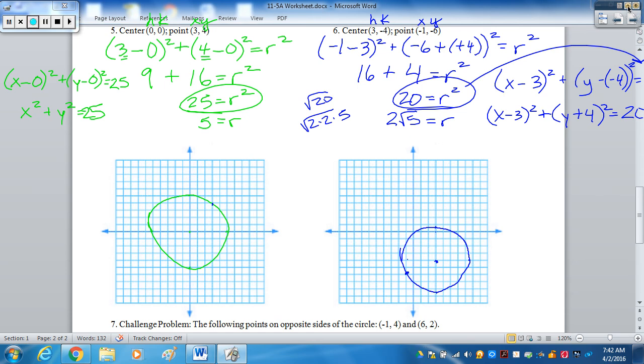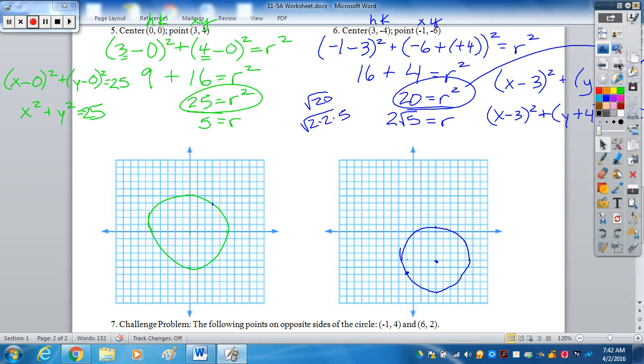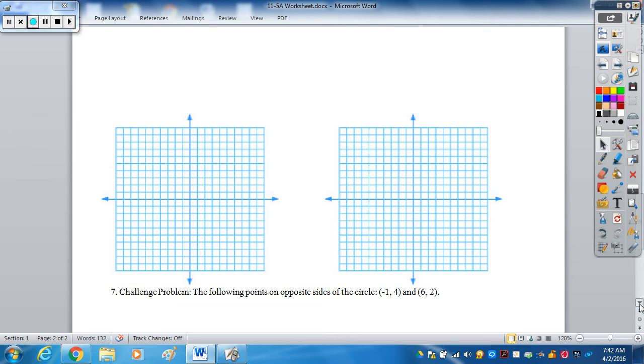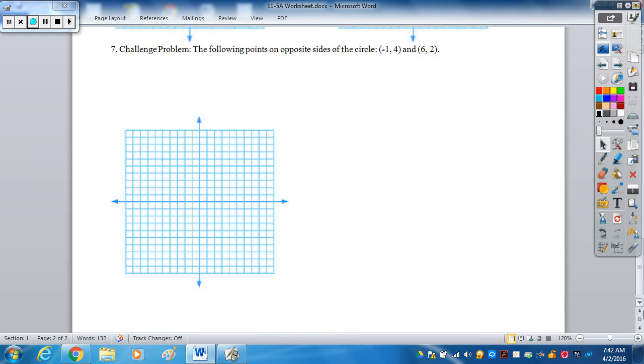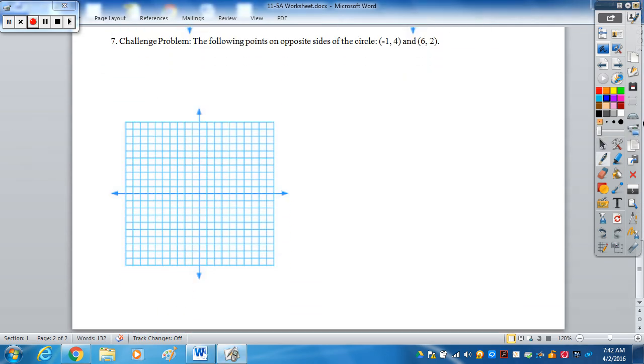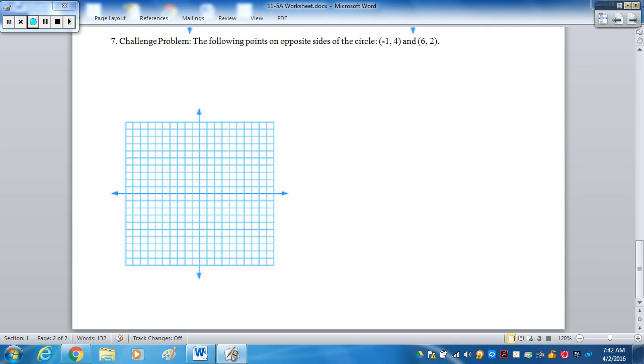Now, if we move on to the last problem, a little bit of a challenge problem here. And here's what we have. We have points on the opposite sides of the circle. So if I graph this point (negative 1, 4), 1, 2, 3, 4, that point right there, and then (6, 2), 1, 2, 3, 4, 5, 6, 1, 2, those points are on opposite sides of the circle. So if they're on opposite sides of the circle, what is that? That's the diameter of the circle.